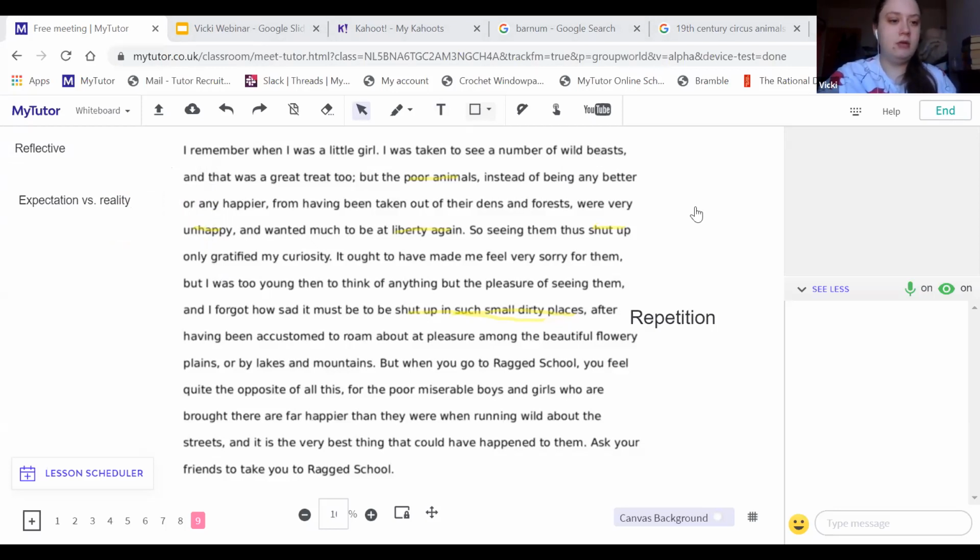Yeah, language features. Yeah, there's repetition of happier. So are we describing language features? We're looking at the effects, we're analysing them rather than describing them. So taking it a little bit further, it's a little bit more sophisticated. Yep, absolutely. This is full of opinion as well.